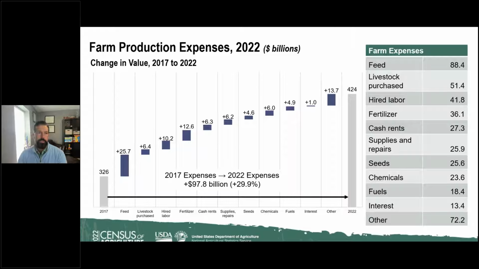We can now turn our attention to the other side of the ledger and take a look at farm production expenditures. Expenditures also increased from 2017, up $98 billion. The largest two expenses for farms are feed and livestock purchase. The livestock purchase includes both breeding and non-breeding animals. The largest changes in expenses from 2017 include an increase of $25.7 billion for feed and $12.6 billion increase for fertilizer. Again, we only saw increases in expense categories, no decreases. Next slide.